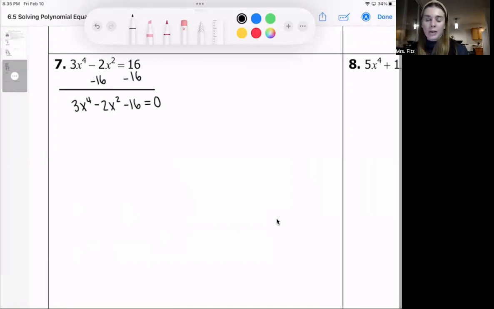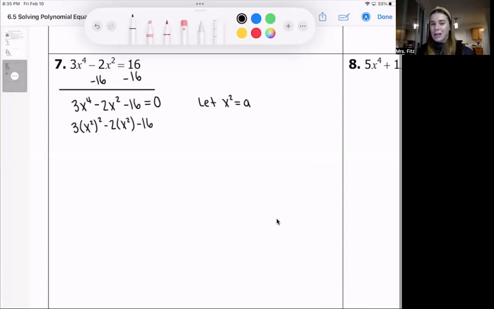Okay, from there, we have a trinomial. And this one's kind of like what we did in the last lesson. I would recommend, in order to solve this, let's let x squared equal a, and we're going to make this look like a quadratic, so it's a little easier to factor. So this would be 3 times x squared, squared, minus 2 times x squared in parentheses, minus 16. I'm not going to put the equal sign in here yet. I'll add it back later. I just want to finish factoring this thing first before I set anything equal to 0.